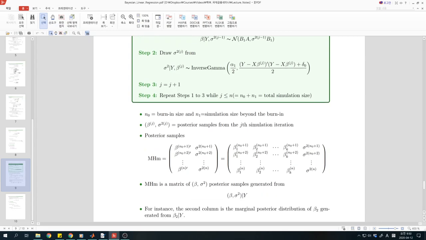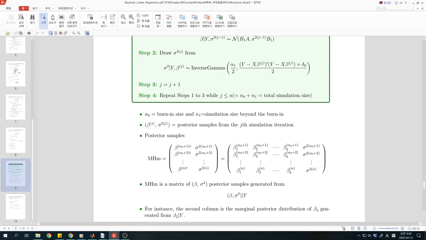Okay, here again the n0 is the burn-in and n1 is the simulation size after the burn-in. So this is the sample of beta from the n0 plus 1th iteration, and sigma square n0 plus 1 is the sigma square sample from the n0 plus 1th iteration, and so forth, like this. Okay, so then we have n1 samples for beta and sigma square.